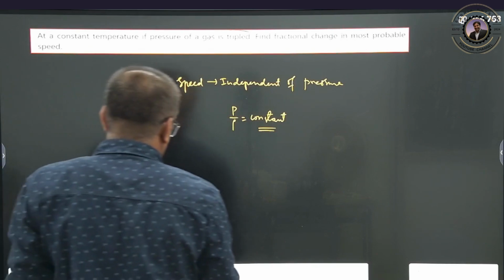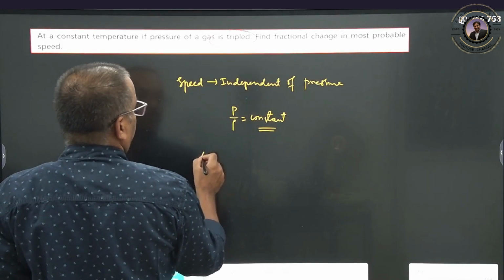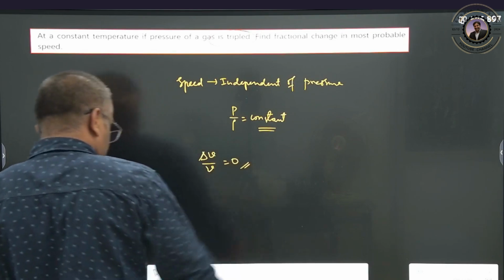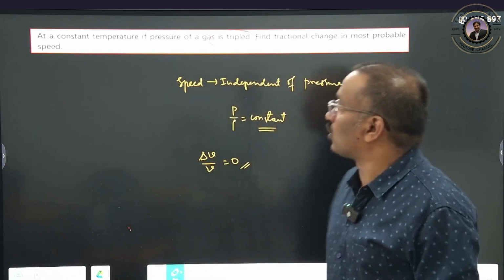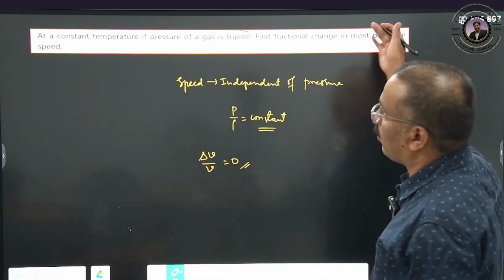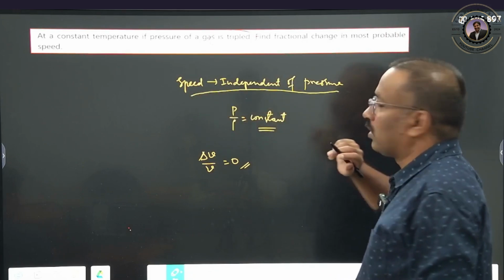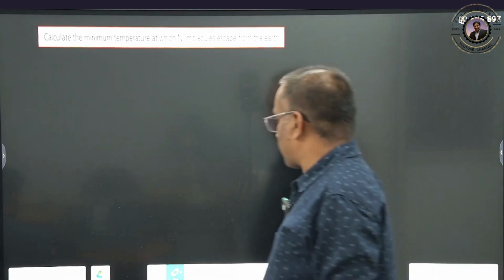There is no change. Therefore, the fractional change in the speed will be equal to 0. Is that clear? There is no fractional change of the most probable or RMS speed, because the speeds are independent of pressure. Clear? Now, let us see one more question.